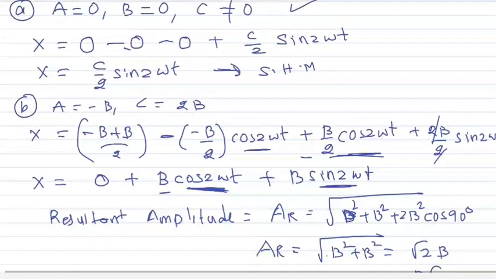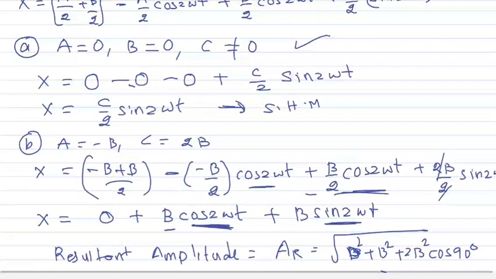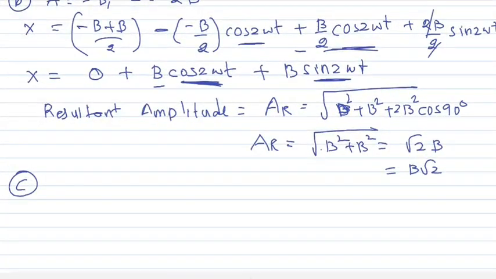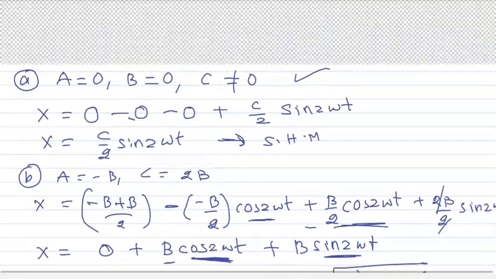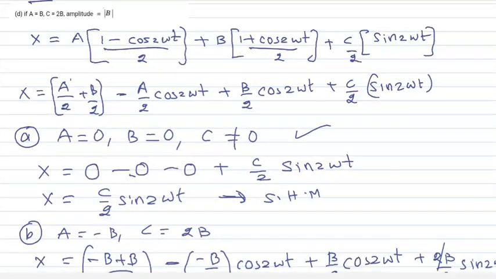See option C. A is equal to B and C is equal to 0. So now we can see that if A is equal to B and C is equal to 0, this equation becomes, the first term becomes 0, second term becomes b by 2 cos 2 omega t, third term becomes b by 2 cos 2 omega t, and the fourth term becomes 0 here since c is equal to 0.